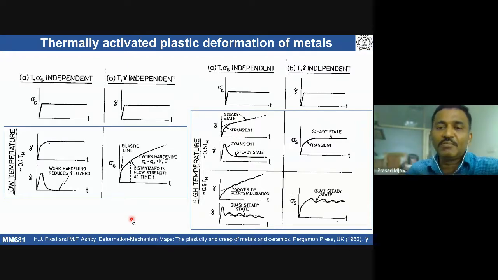So depending on at what temperature you deform the material, and what type of variable you are maintaining, are you maintaining a constant strain rate or a constant stress? Accordingly, depending on temperature, the type of behavior is going to vary. Is it clear? Any doubts here?